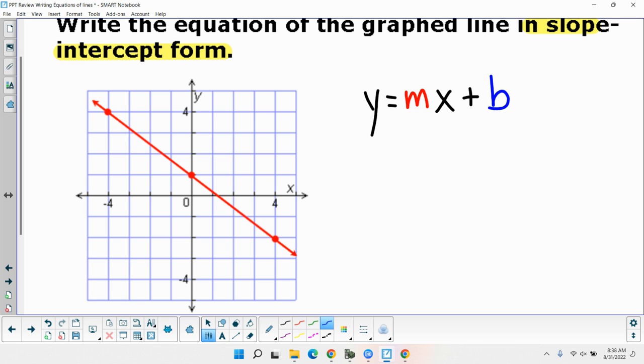All right. So the b is the y-intercept where it crosses. I'm going to turn it into a blue dot. All right, where it crosses the y-axis. What number is that? Rosalie? +1. So I can put +1 here.